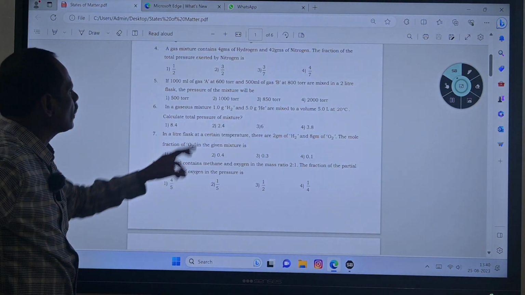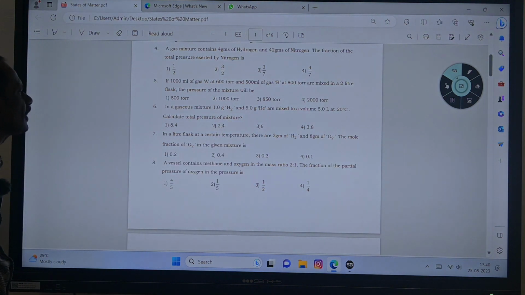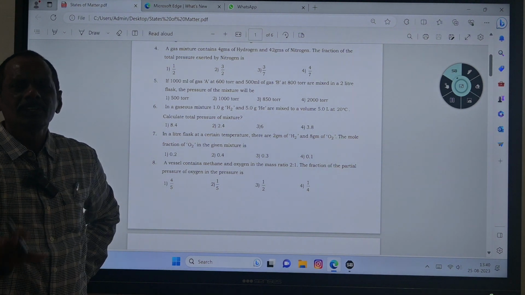Sixth one. In the gas mixture, 1 gram of hydrogen and 5 grams of helium are mixed in a 5 liters vessel at 20 degrees. Calculate the total pressure. Very direct question.